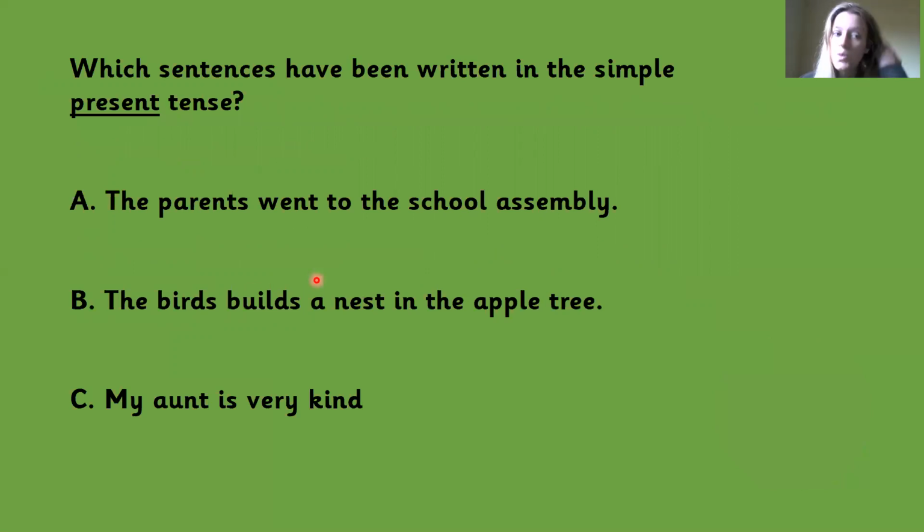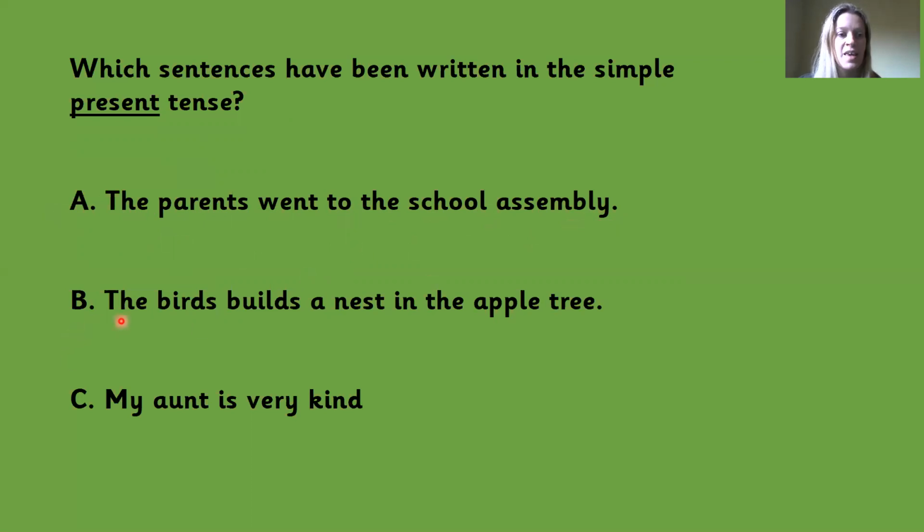So here we've got three more sentences, okay? We want to get them written in the present tense, okay? At the moment, we've got to figure out what tense they're written in, and we want to see if we can find the ones that are written in the present tense. So we've got A here. The parents went to the school assembly. So think about where the verb is in that sentence. What is the action that's been done? And is it in the present or in the past?